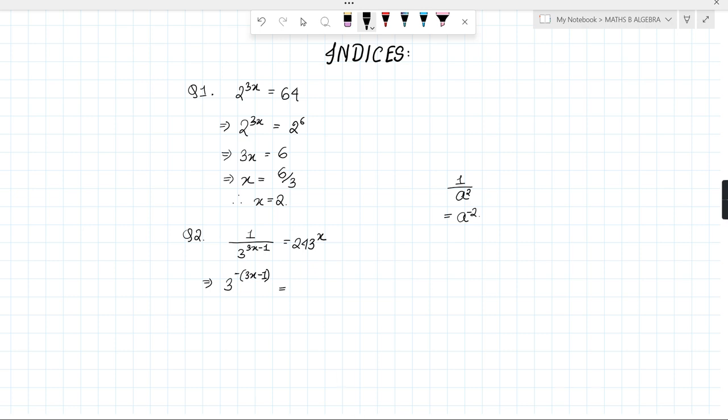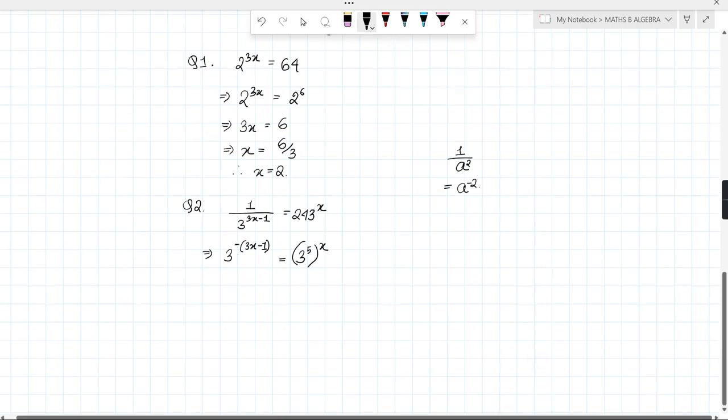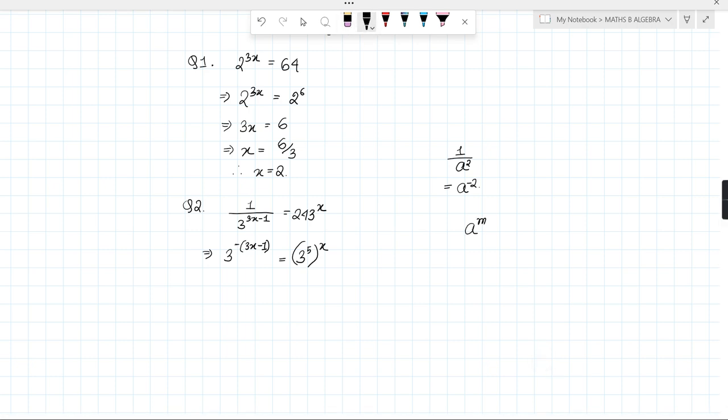And also you can express 243 in terms of 3 to the power 5. So it will be 3 to the power 5, all to the power x. Another thing to remember is that whenever you have a to the power m and then another power n, the two powers will be multiplied. You need to multiply m and n together. So this is one of the rules. Now if I simplify it, the minus will be multiplied with everything inside the bracket. So it will become negative 3x plus 1, and this will become 3 power 5x.